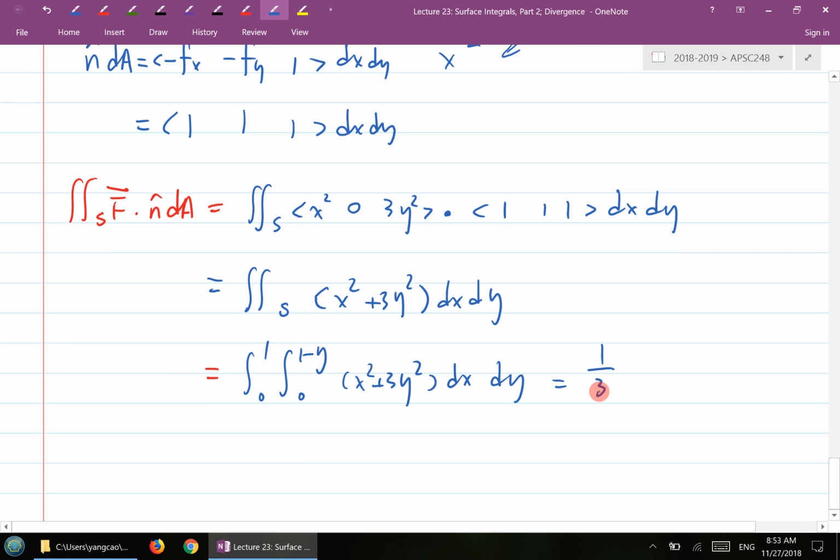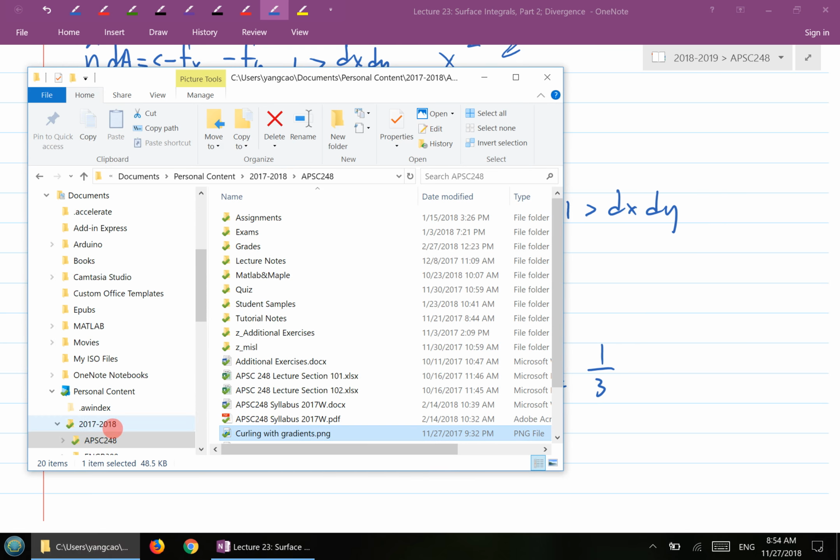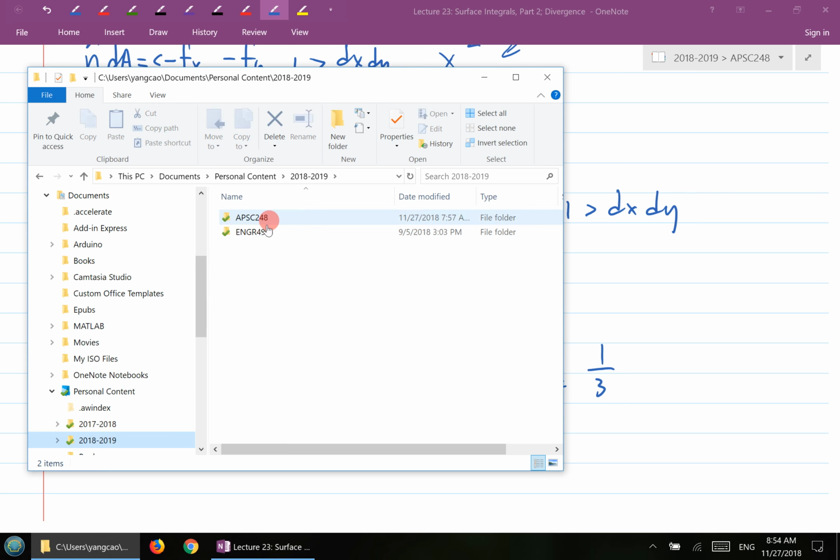So that's basically the 4 different cases for surface integrals. If you look at the formula sheet, they give it to you.